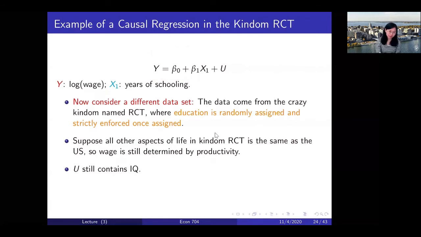But now, because education is randomly assigned, regardless of a person's IQ, in this fake data set you can reasonably say that X1 and U are not correlated. U might still contain IQ, but in this crazy kingdom, education is randomly assigned. Now it's reasonable to say they're orthogonal. So in that population, the orthogonality condition does seem to be reasonable.